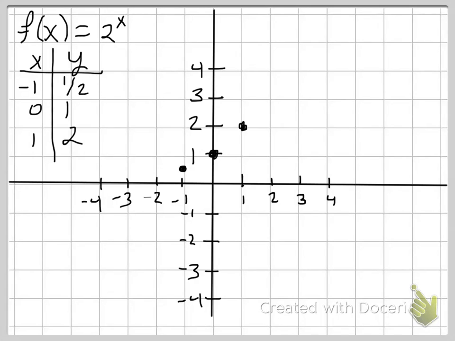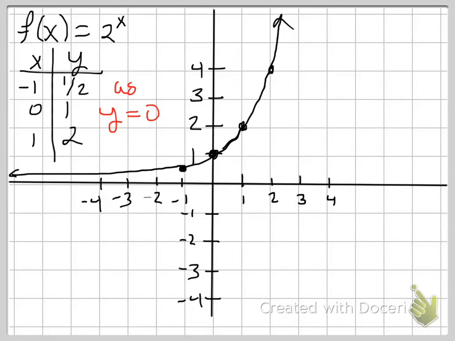We have an idea what the general shape of an exponential looks like. You can always pick more points for the x, so I also pick 2, and 2 squared is 4, so I'll put that point in also. I'll graph my exponential, and I know that as I go off to negative infinity, the exponential is going to ride the horizontal line y equals 0. That's my horizontal asymptote, and I'll graph it in as a dotted line.